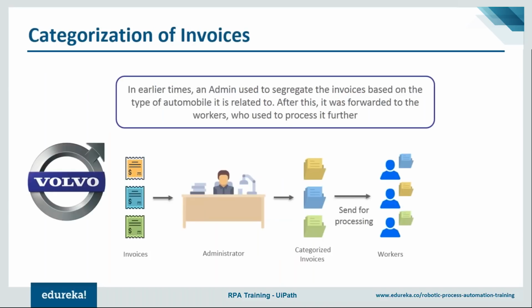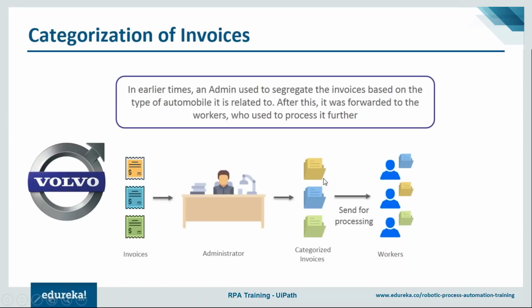Volvo had this process wherein they used to process the invoices this way. There was this administrator who used to get all the invoices by mail, and by the subject lines of these mails, the administrator used to segregate or categorize these invoices for different departments. For example, this could be your accounts department, this could be your HR department, this could be your IT department. For all these departments, the administrator's job was to categorize invoices and send them the invoices. Now, for example, your accounts department invoices come here.